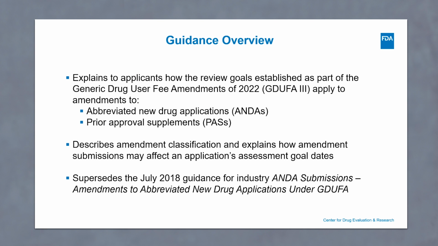To provide an overview, the amendments guidance explains to applicants how the review goals established as part of GDUFA III apply to amendments to Abbreviated New Drug Applications and prior approval supplements. Additionally, the guidance describes amendment classification and explains how amendment submissions may affect an application's assessment goal dates. This guidance supersedes the July 2018 guidance by the same name.